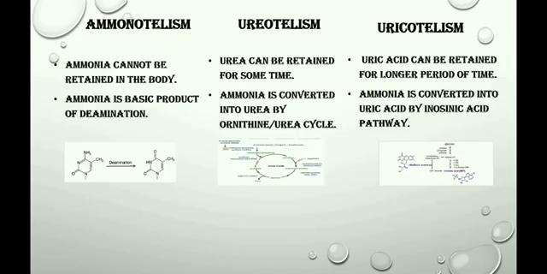Now, how is this ammonia produced? This ammonia is the basic product of deamination. Deamination is a process in which the amino group is broken down and ammonia is released. Similarly, that ammonia which is formed, as it is highly toxic, it is converted into a less toxic substance. That less toxic substance is urea, and it is formed by the ornithine cycle, or you can say urea cycle. Now, this same ammonia can be converted into the least toxic form, that is uric acid, by the inosinic acid pathway.